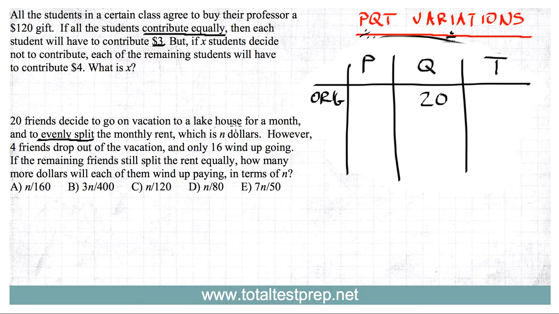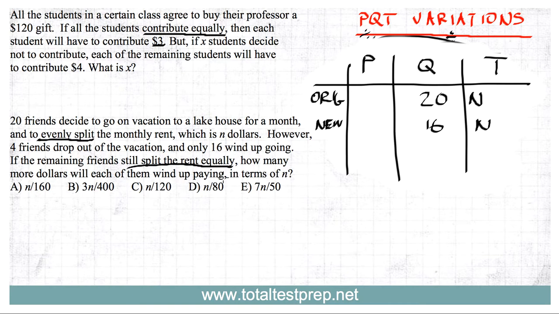And in these types of questions where you're splitting a cost among people, the number of people is the quantity. And the monthly rent is N. So we're splitting N. Now, however, 4 friends drop out and only 16 wind up going. So these remaining friends will still split the rent equally. So again, we now have 16. So this is the new situation. We have 16 people that are still splitting N. How many more dollars will each of them wind up paying in terms of N?